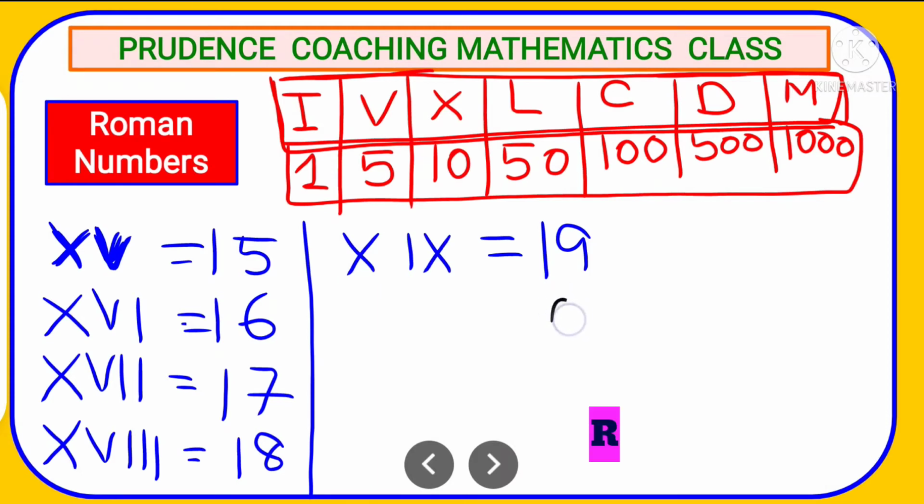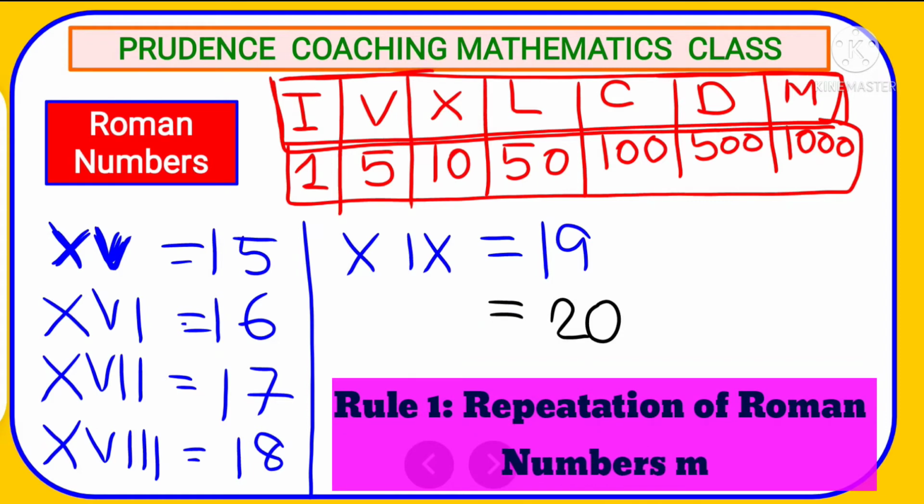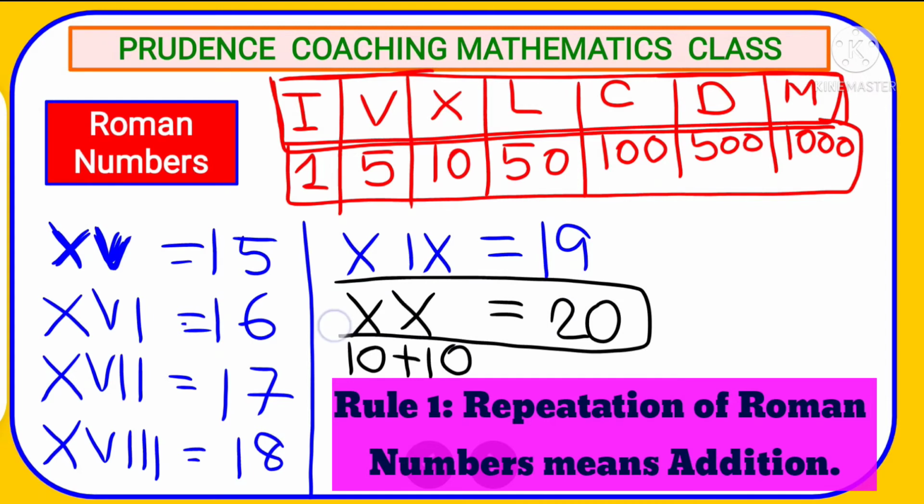Now how are you going to write 20? So here for writing 20, you know 10 plus 10 is 20. So how are you going to write 10 plus 10? So repetition of any Roman number is addition. So you will write X, that is 10, plus X. So 10 plus this X means 10 plus 10, that is 20. So this one is 20 here.